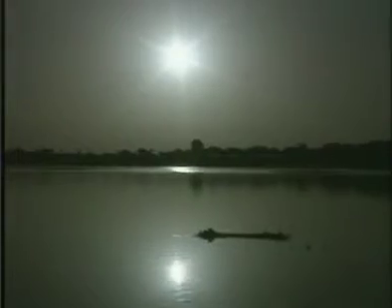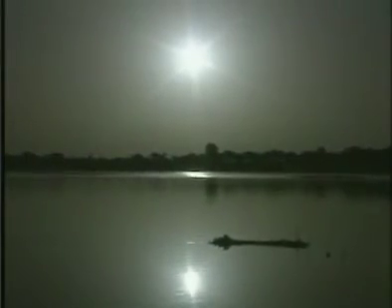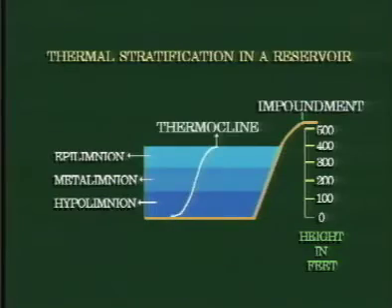Temperature is an important factor causing thermal stratification in reservoirs. In temperate regions, reservoirs often develop a thermocline with the formation of epilimnion or the upper warm circulating water, metalimnion or the middle layer, and the hypolimnion, the lower colder non-circulating layer of water.